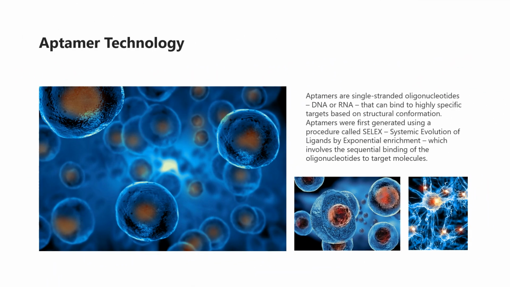Aptamers are single-stranded oligonucleotides, DNA or RNA, that can bind to highly specific targets based on structural conformation. Aptamers were first generated using a procedure called SELEX, systematic evolution of ligands by exponential enrichment, which involves the sequential binding of the oligonucleotides to target molecules. The targets of aptamers have evolved from simple ligands like surface proteins, the first DNA aptamer was designed for human thrombin, to more complex ones like RBC membranes and even whole cells.